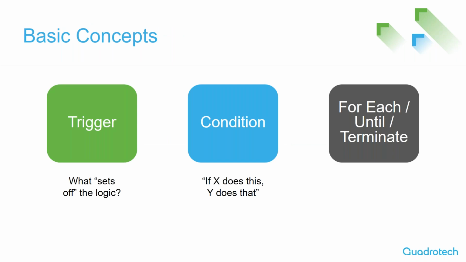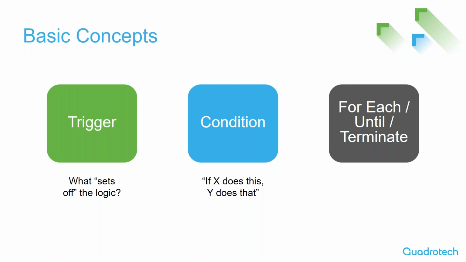When we talk about basic concepts, here are the three major concepts when we're doing this. It's a workflow engine. These should be familiar concepts for a lot of people that have used these too. You have a trigger. This is what sets off the logic. The example I'm going to show is a Twitter monitor. Whenever someone hashtags Quadrotech, it will set off the workflow.